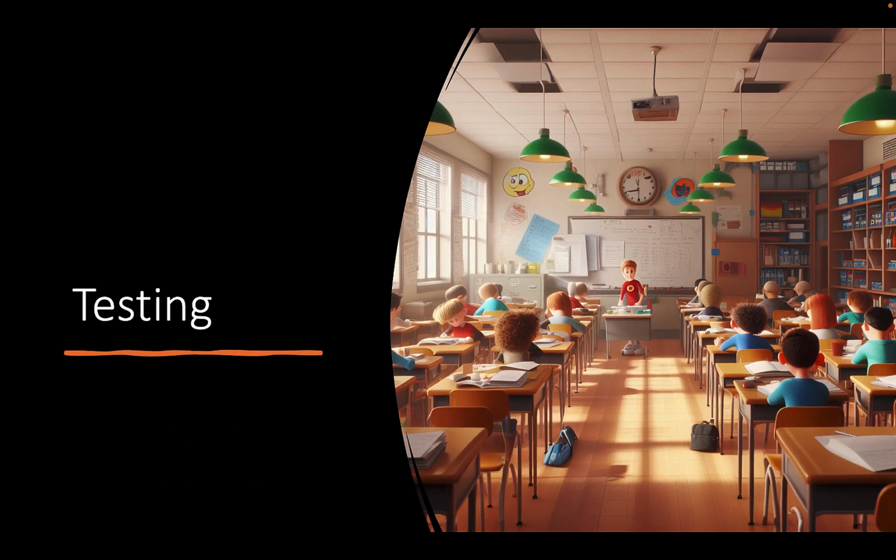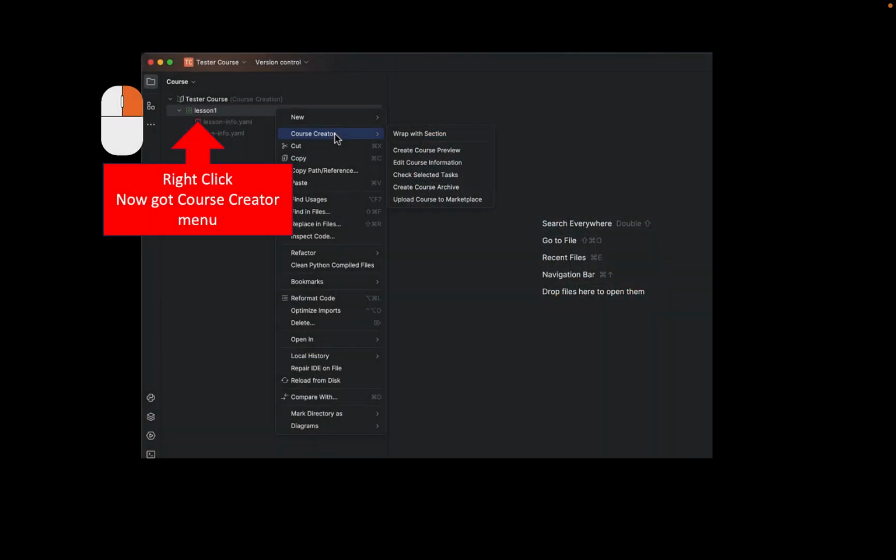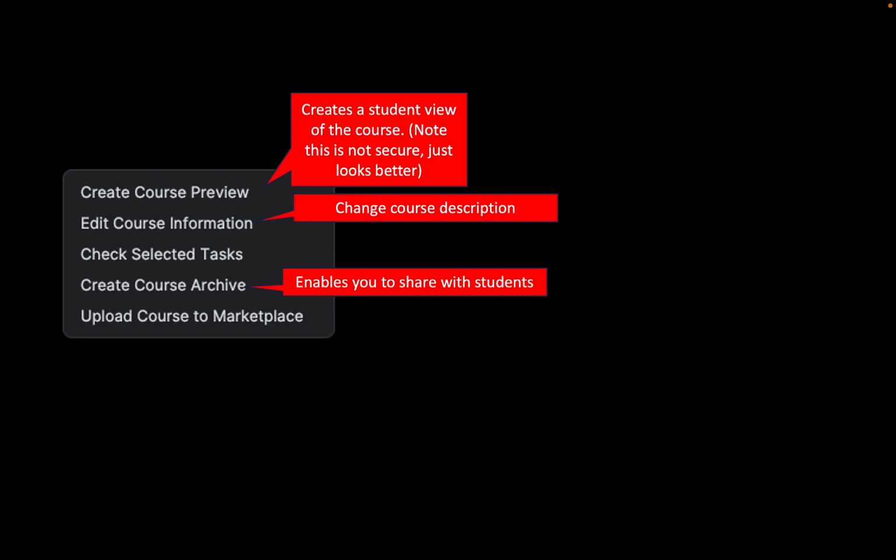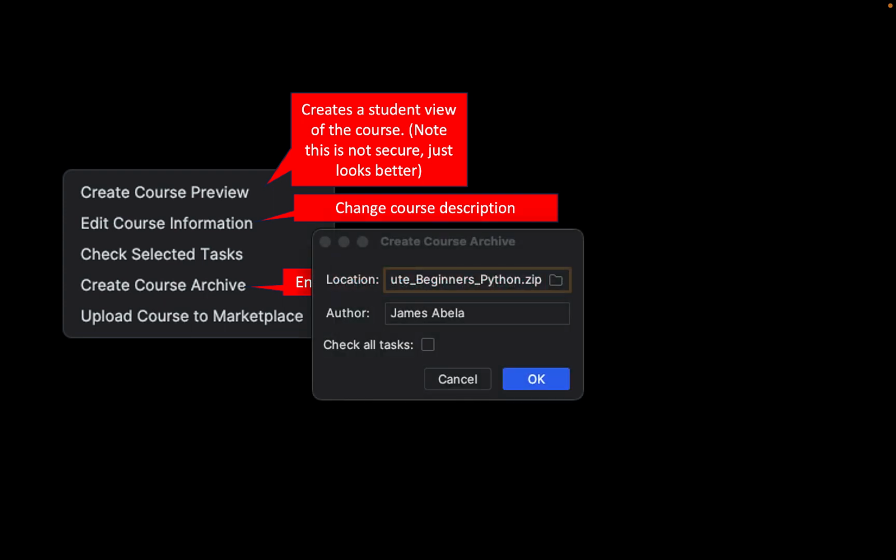Finally, we have testing. And so if we want to look at testing, we look in a little bit more detail. Again, you right click, you do your course creator, and then you can make a course preview, which is a nice way to do things. You have quite a few options. You create a course preview, which enables you to see what it looks like for a student. You can change the course description, which the basic one is exactly that, very basic. You can enable a course creative archive, and that's where you will send it up. And finally, you can upload it to the course to the marketplace.